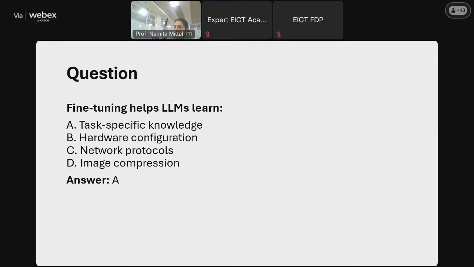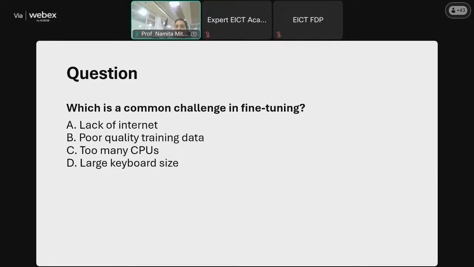Now ready for the next question? What we have learned so far, these are the questions pertaining to those understanding. Which is a common challenge in fine tuning. Everything is not perfect. We have some challenges to overcome. So what is the challenge with the fine tuning?